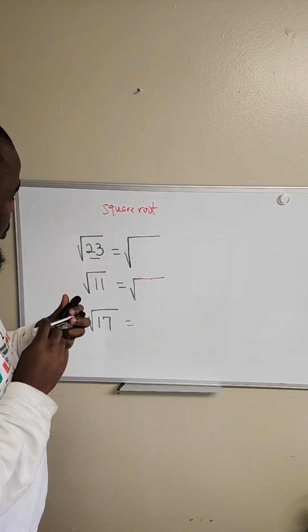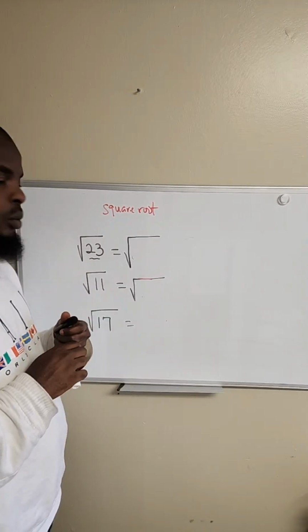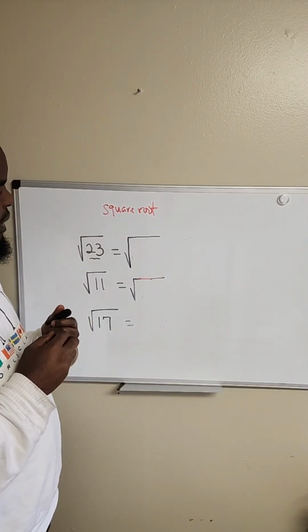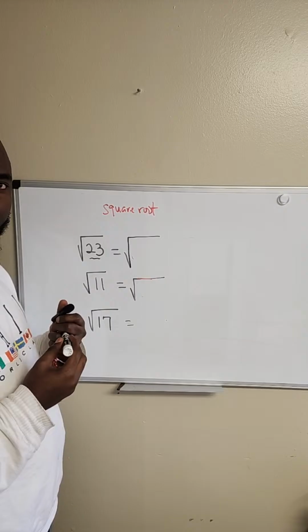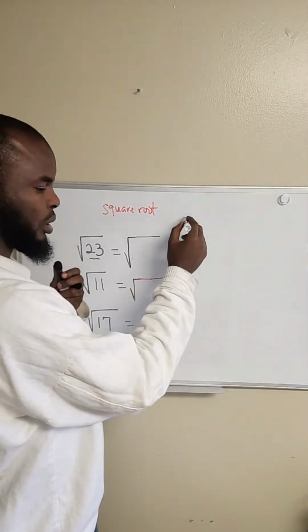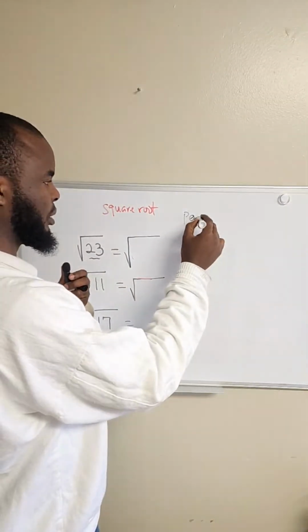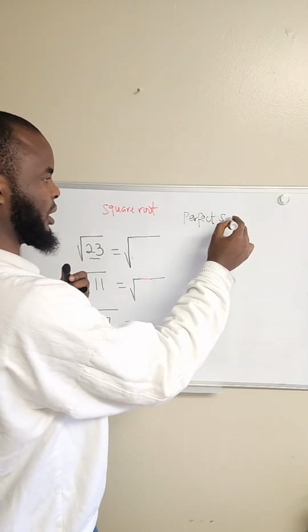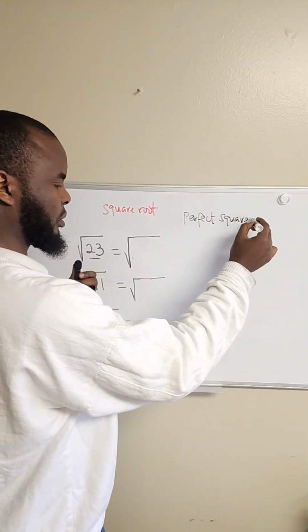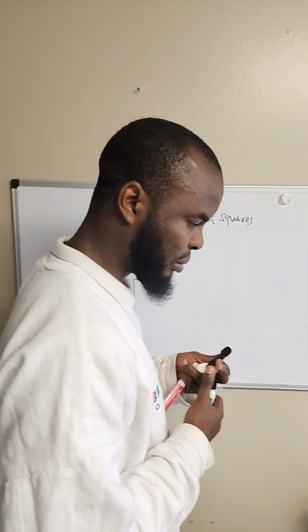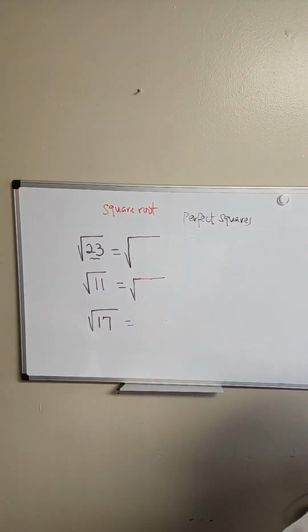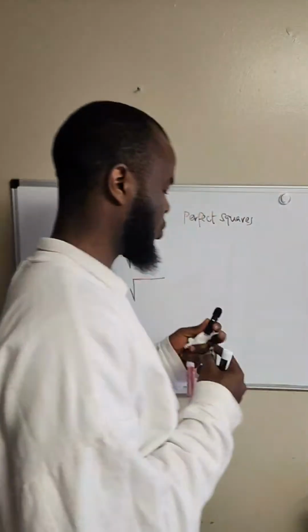So here we want to find the square root of 23. To find the square root of 23 can be a little bit not easy. Just like we have something we call the perfect squares. We have some numbers, we call them the perfect squares.